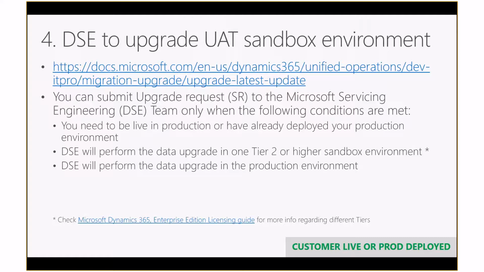You can only choose one tier 2 or higher sandbox. So if you have multiple tier 2, 3, 4, 5 environments. And if you don't know what tier 2, 3, 4, or 5 is, what I just mentioned, I have placed here a link to the license guide. But if you have chosen one, then the other one, the idea is that you just redeploy and refresh the database from the first one. So you choose one here, and then DSE will also perform, of course, the actual production upgrade.